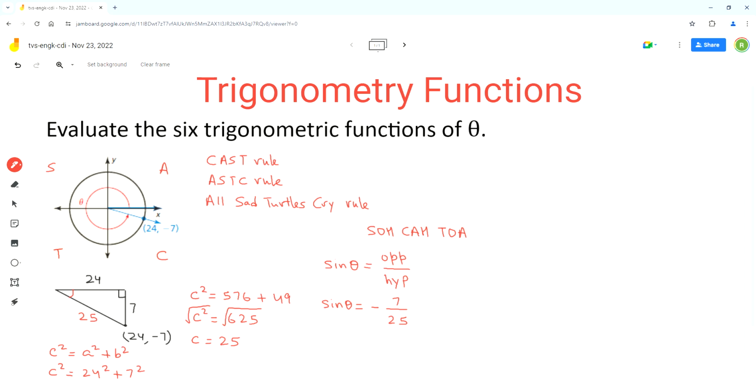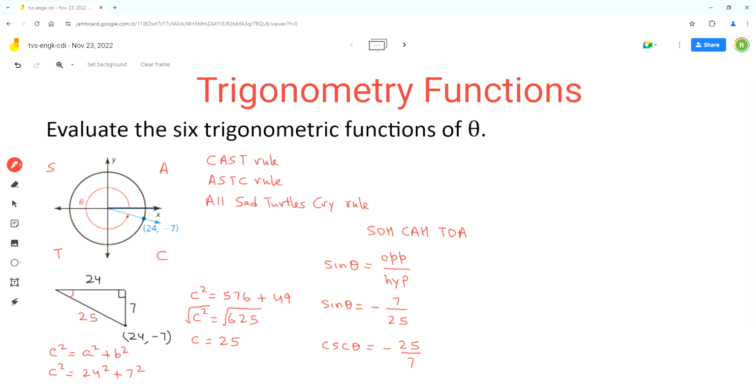Now we can write the value of cosecant function. Cosecant function is the reciprocal ratio for sine function. So the value of the cosecant function can be found by flipping the fraction for the sine function. I get negative 25 over 7. So this should be the final answer for cosecant theta.